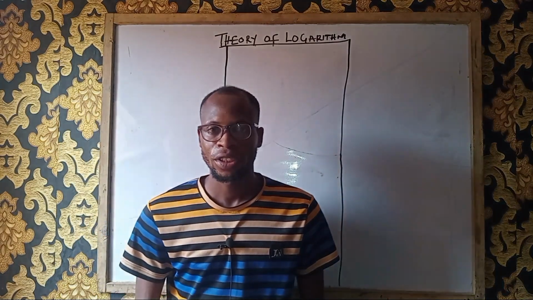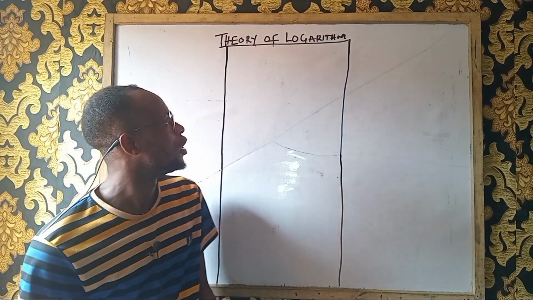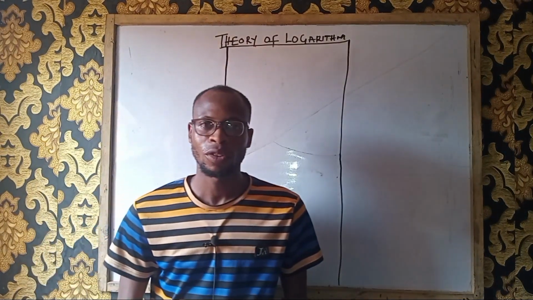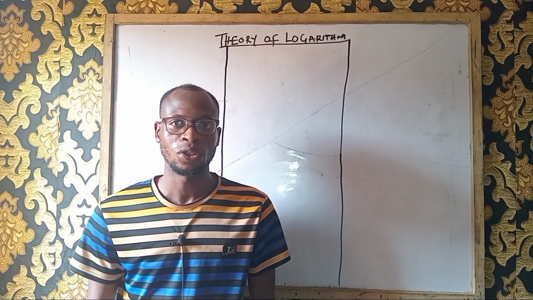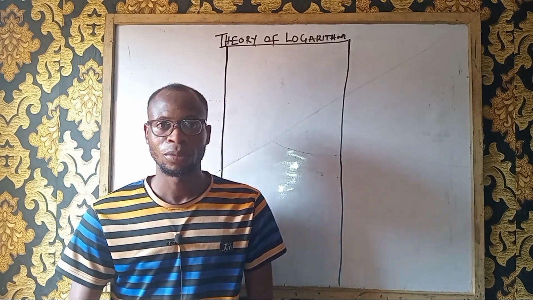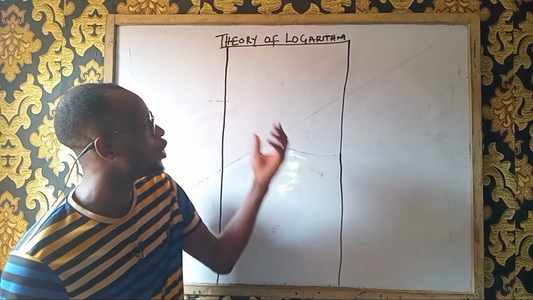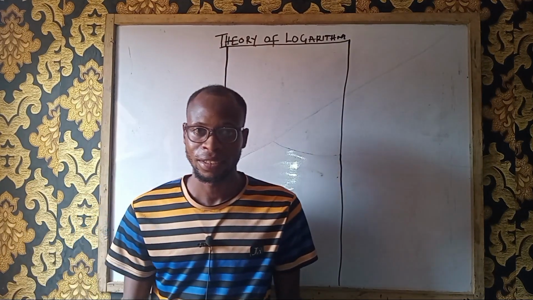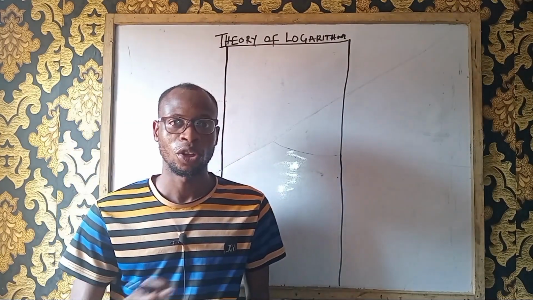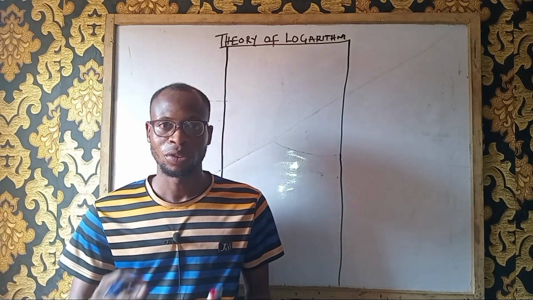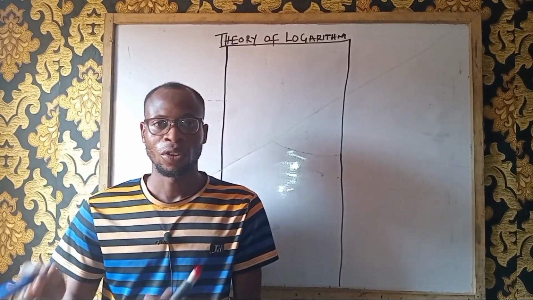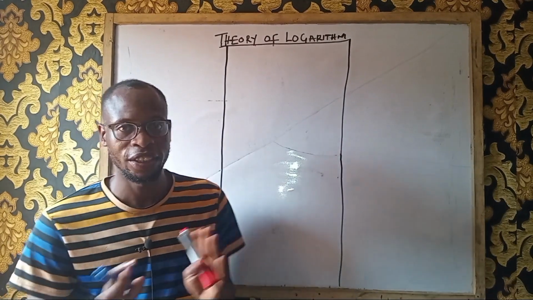So here we have another interesting topic, which is the theory of logarithm. But this aspect of logarithm is going to be strictly focused on the laws of logarithm, not the logarithm of numbers less than 1 or greater than 1, because this is going to show the relationship between the logarithm and indices. So it's going to strictly focus on the laws of logarithm, not the other one of logarithm of numbers less than 1 or greater than 1. So in this case, we don't need any table.